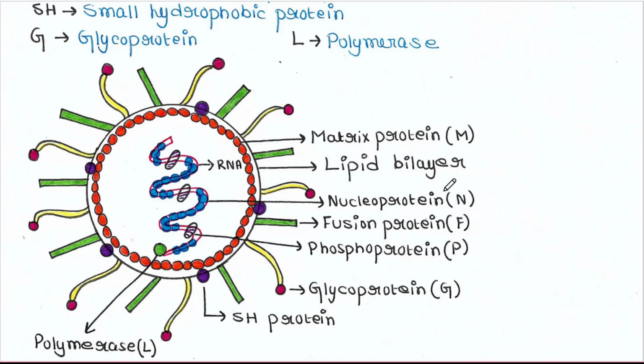So basically the nucleoprotein is a protein that is linked to a nucleic acid. Here it is RNA. And you can see from this picture that nucleoprotein N, phosphoprotein P and polymerase L are attached to the RNA genome. Okay, so this is the basic structure.